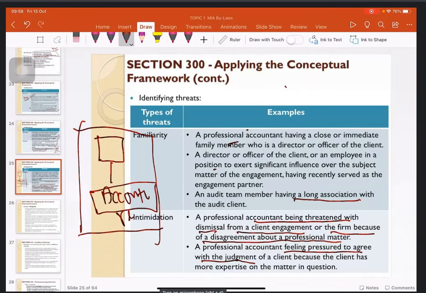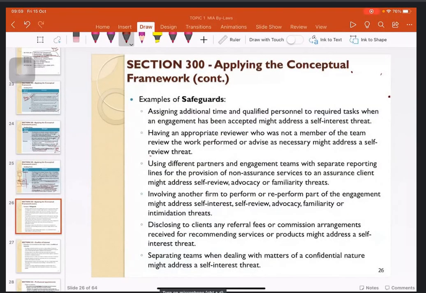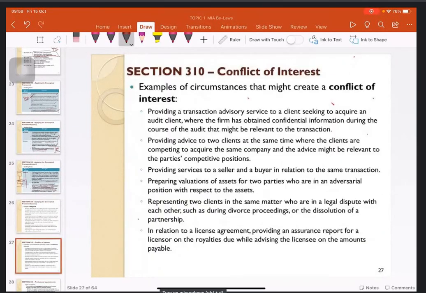Kadang-kadang kita rasa macam figure yang dia letak tu terlalu tinggi. And then bila kita minta dia reduce kan, dia refuse to reduce that figures. So sometimes we might be pressure dengan our client. So in that situation also being considered sebagai intimidation threat.